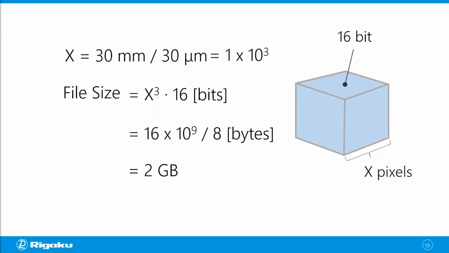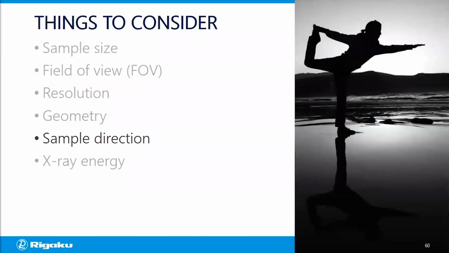So that is a very reasonable size, probably an average, maybe on the smaller side for an X-ray CT scan. So you're not going to have any problem visualizing or analyzing the results. So this looks all good. Now, let's move on to the next one, the sample direction.